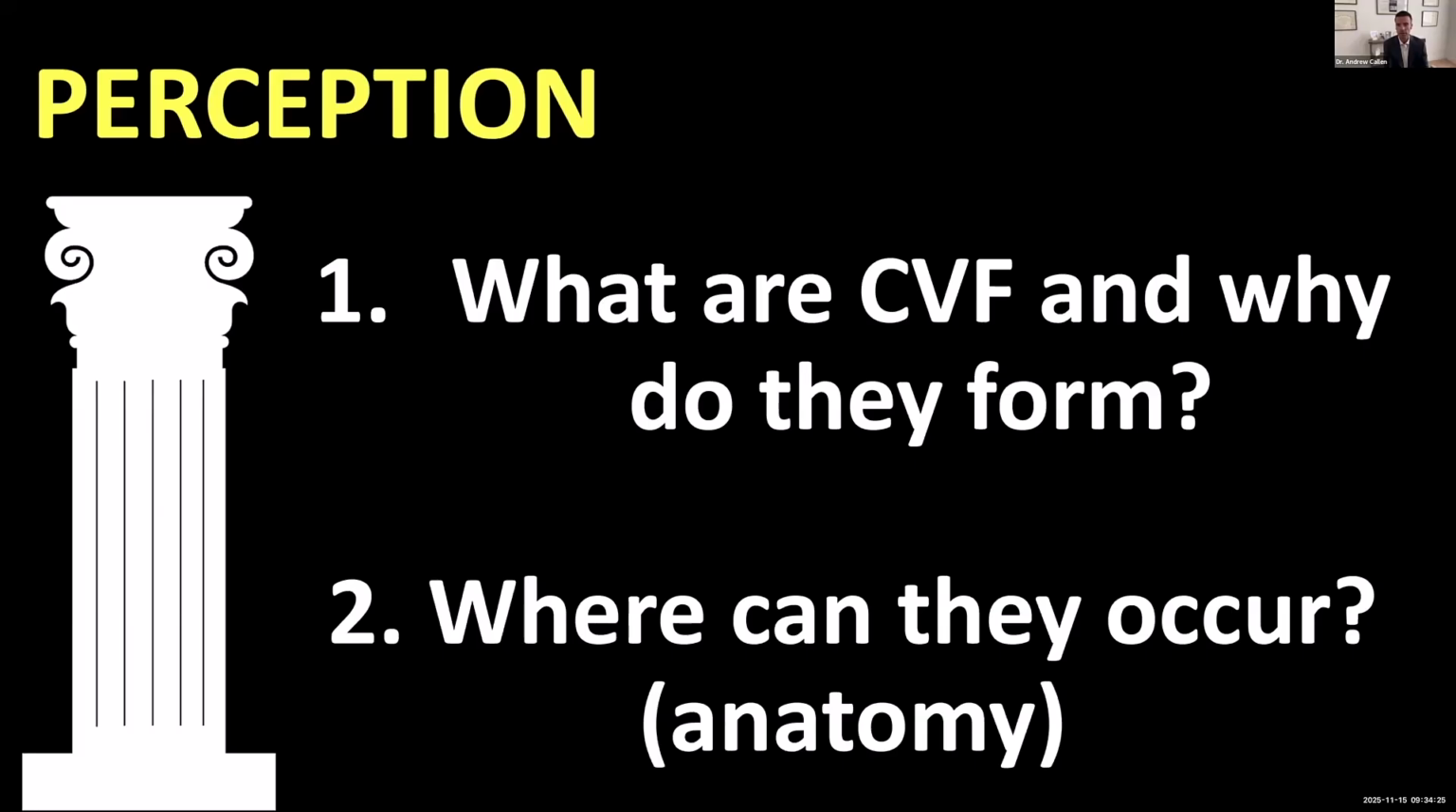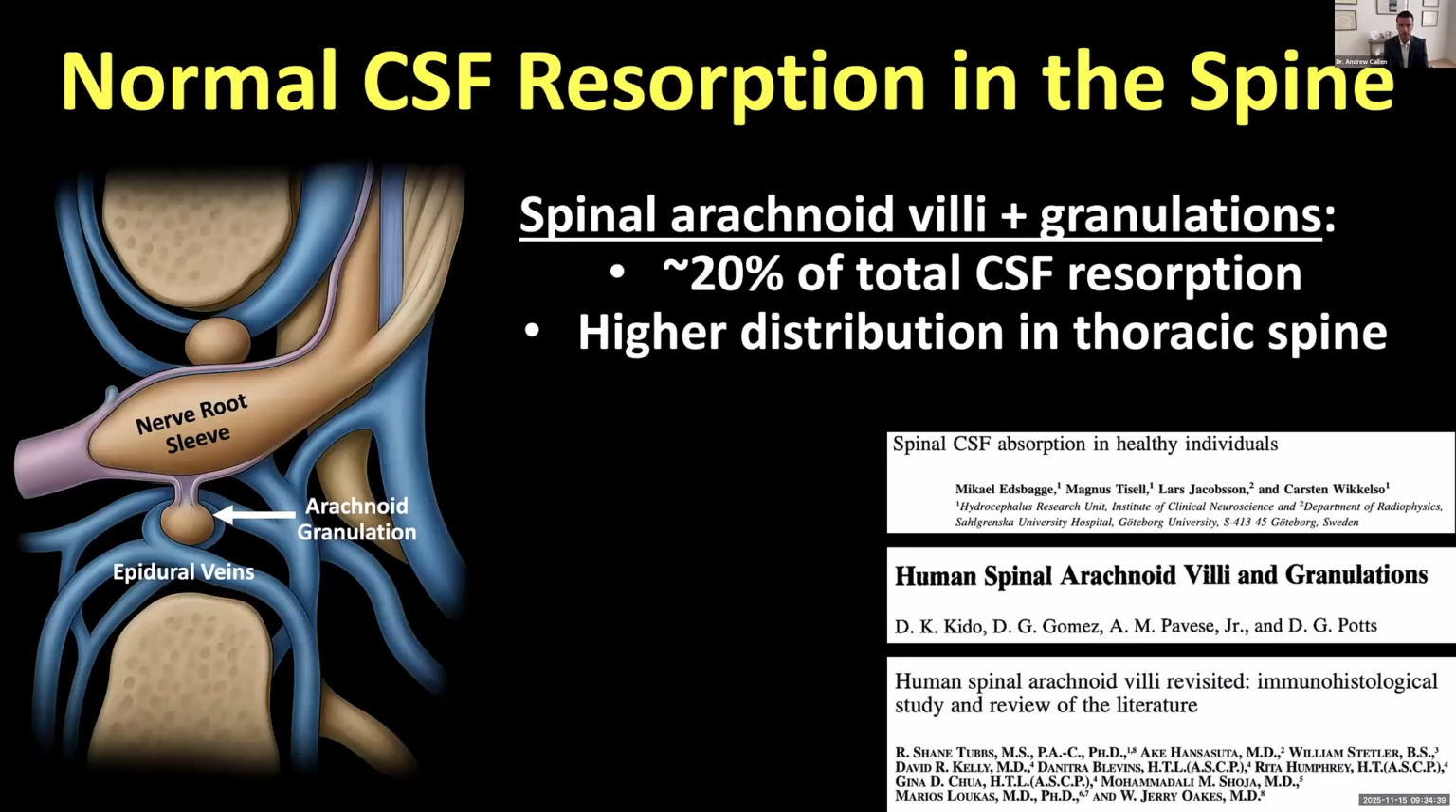This is a very interesting question that doesn't have perfectly clear answers, but I'll try to get at some of them today. And then where can they occur? Really understanding where they can occur is mostly a question about anatomy, understanding the venous anatomy in the spine. And so we'll talk about both of these things now.